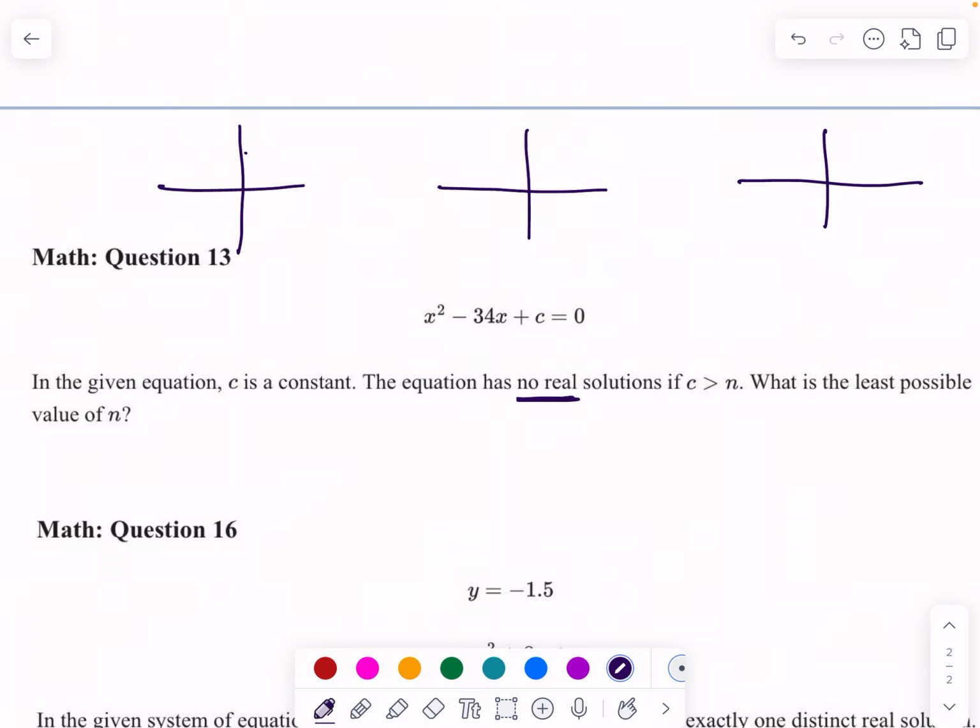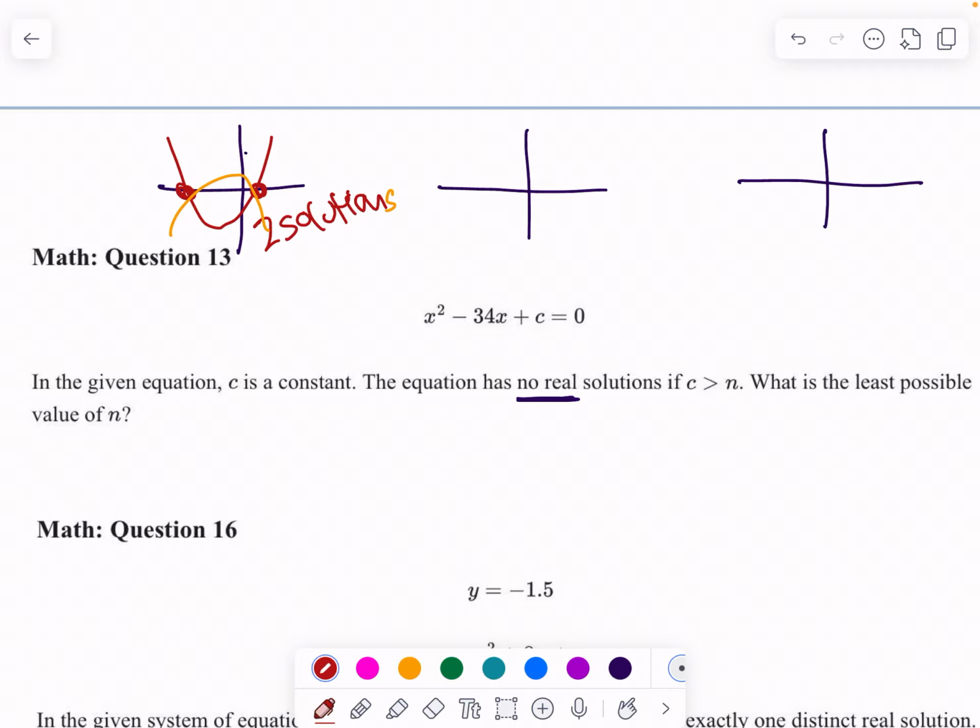First of all, we have 2 solutions. So whether it's a smiley face graph or a frowny face graph, that's 2 solutions. It would go like that. Same idea, it would cross the x-axis twice.